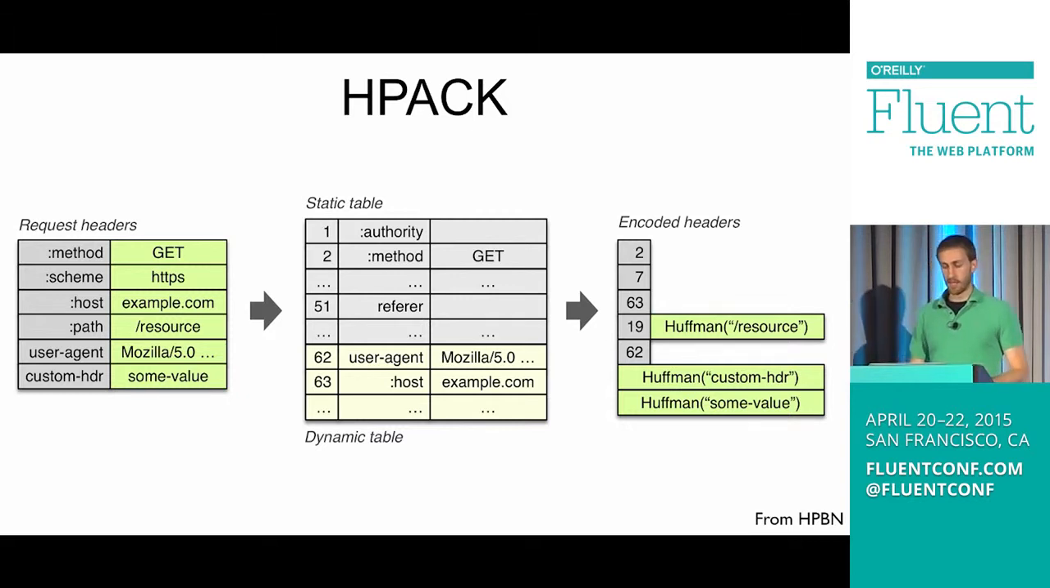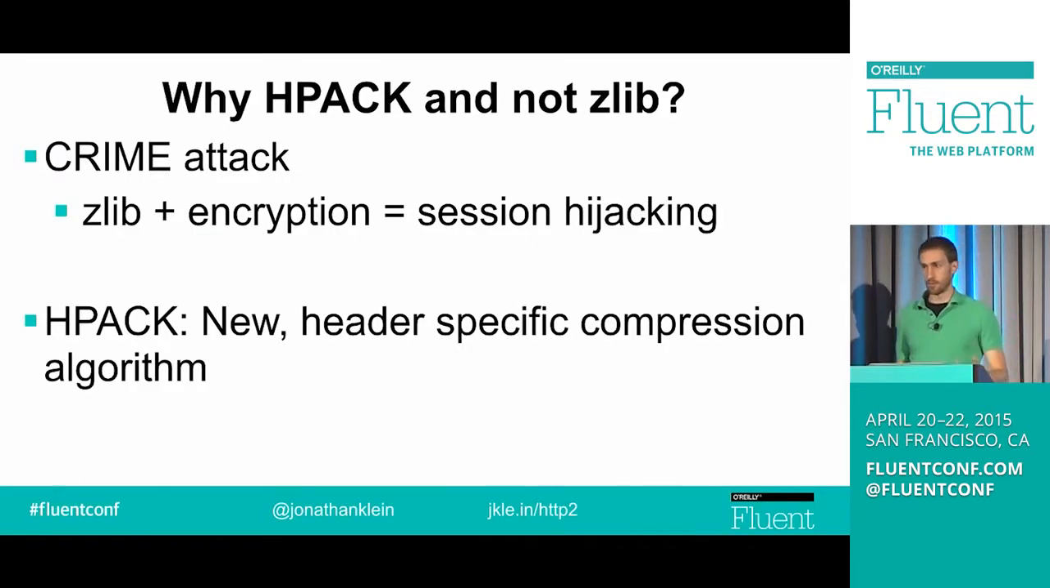So why HPACK and not something like zlib or gzip or some other header compression method? This is basically because of the CRIME attack, which showed that when you use zlib and encryption, you could have session hijacking because you could detect different sizes and decrypt the content based on the difference in the compressed ratios. And there's more about this in that short URL I passed around in the beginning. So HPACK was developed as a new header-specific compression algorithm. And it actually does pretty well.